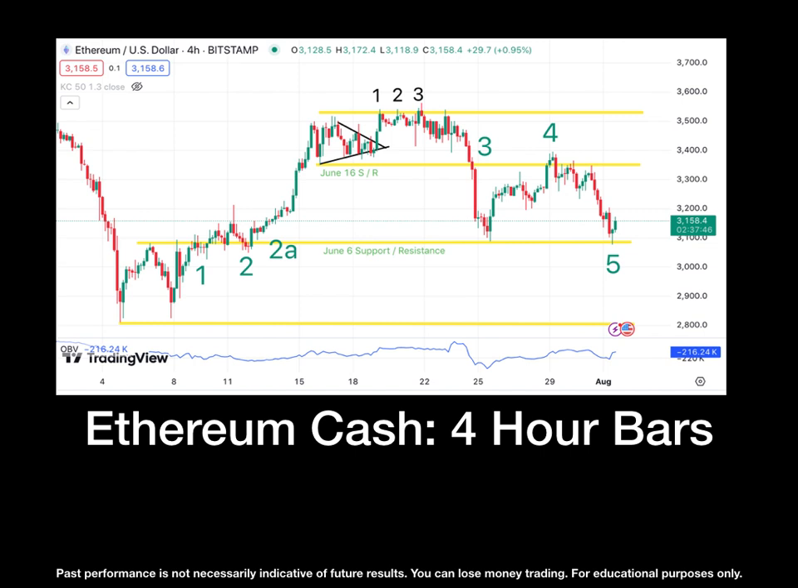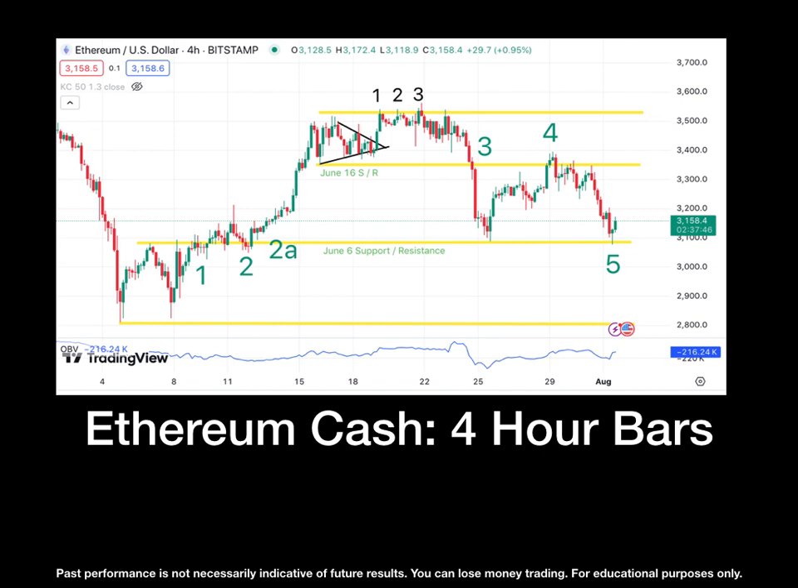Here you can see that price dropped dramatically at the beginning of July, from about 3,500 down to about 2,800, where it found support. It has a clearly defined double bottom down there, and it bounces up to the resistance zone at about 3,100. I have these resistance zones marked as June 6th and June 16th. They're really July 6th and July 16th. Sorry about that. Anyway, back to this chart.